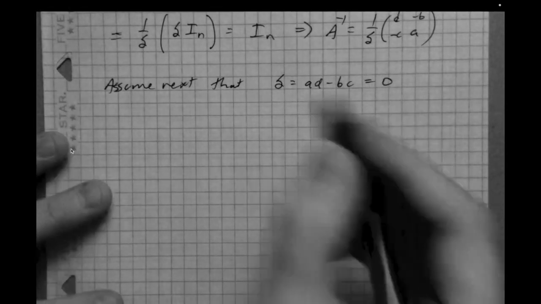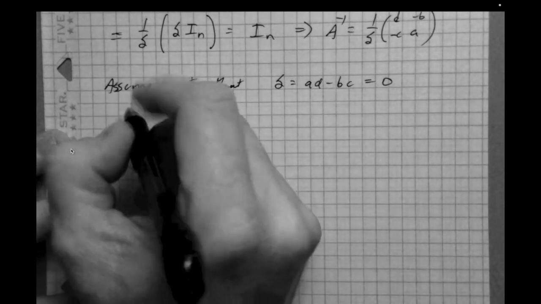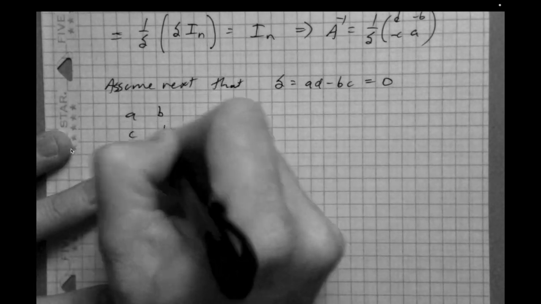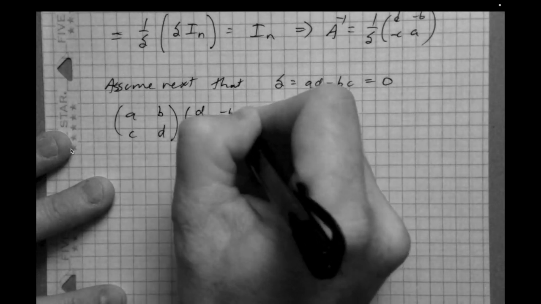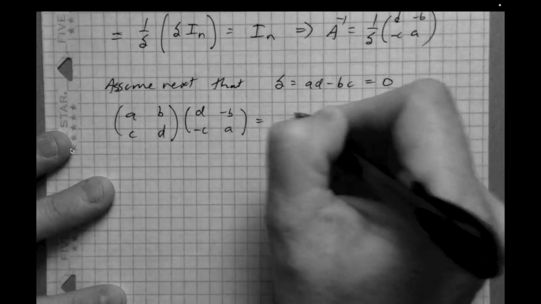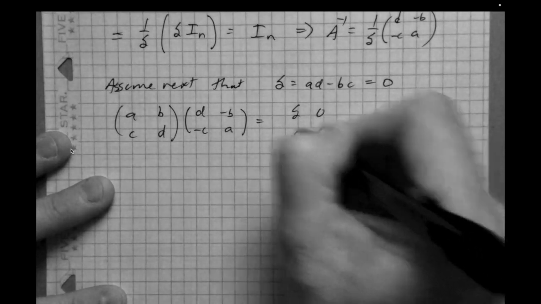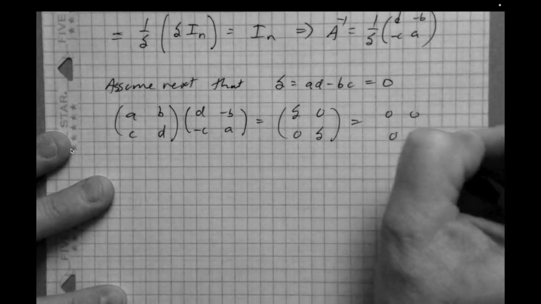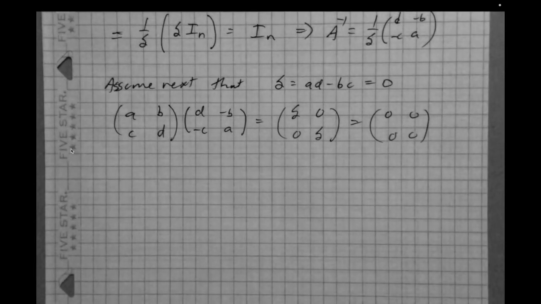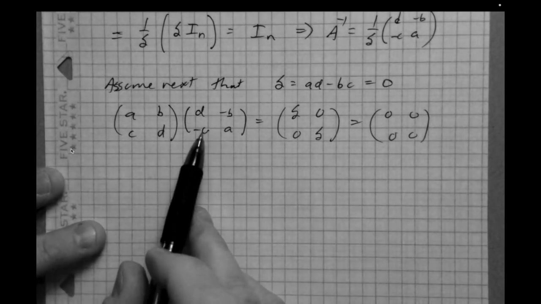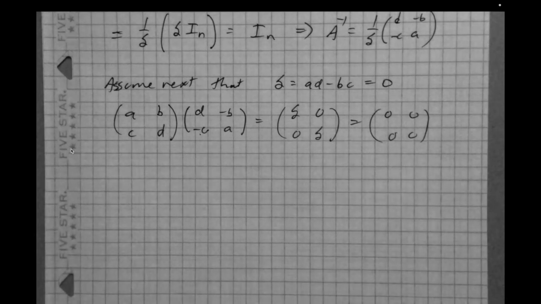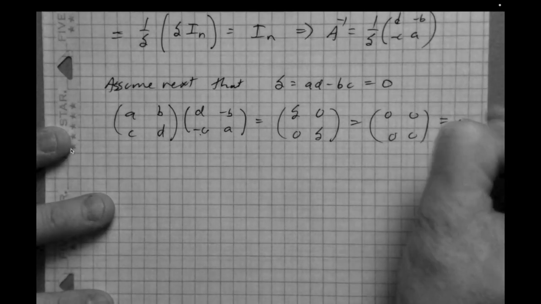Well, what's going to happen then? Well, it's kind of the same thing, right? [a b; c d] times [d -b; -c a] is going to be equal to [delta 0; 0 delta]. But that's just [0 0; 0 0], isn't it? Okay, and so obviously this form doesn't produce an identity matrix because delta is 0. Okay, so this is just a 0 matrix.